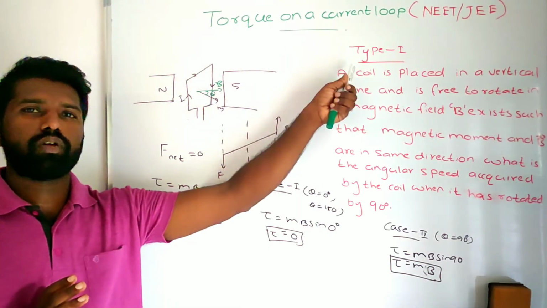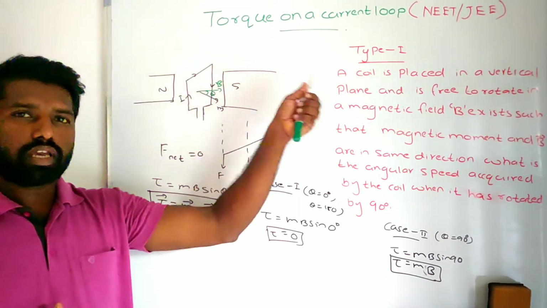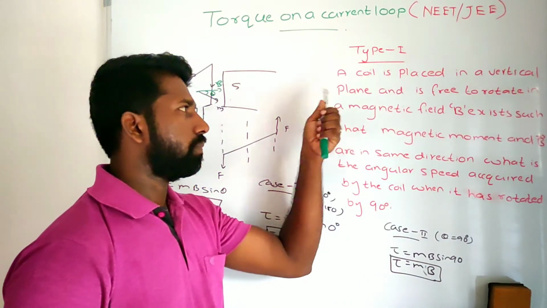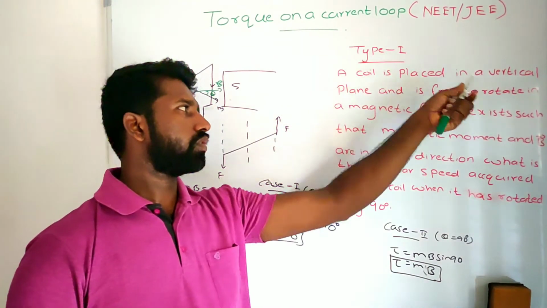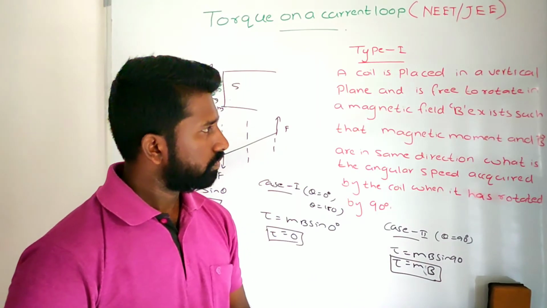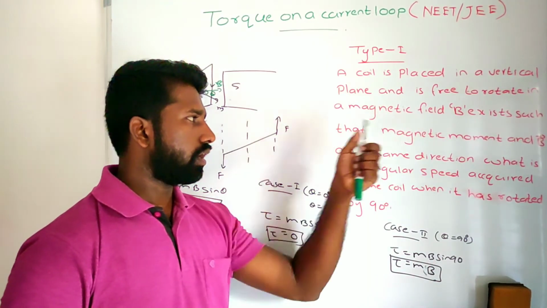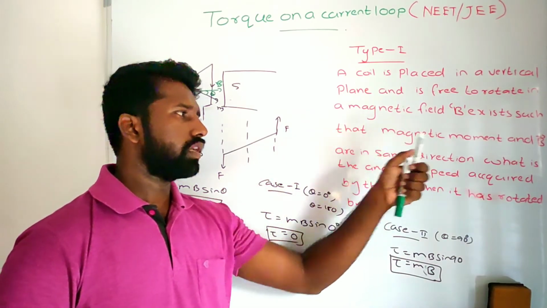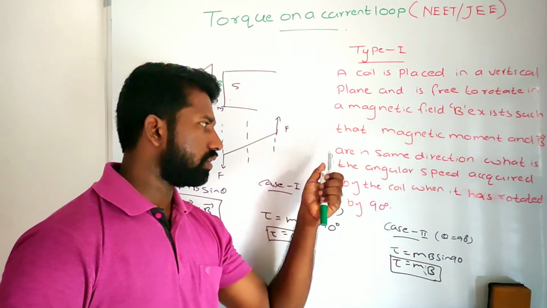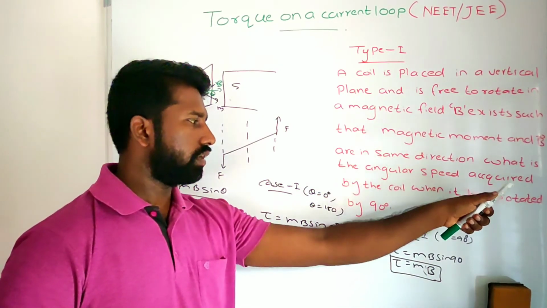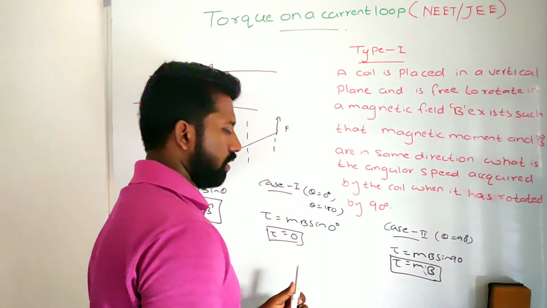Now we go to the problems. First we see the type 1 problem. A coil placed in a vertical plane and free to rotate in a magnetic field exists such that the magnetic moment and B are in the same direction. What is the angular speed acquired by the coil when it has rotated 90 degrees?